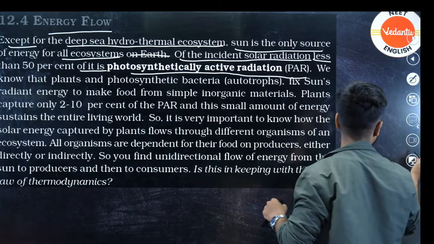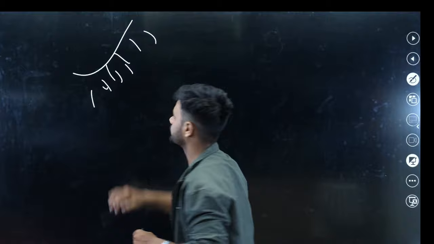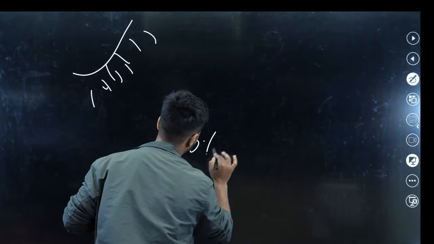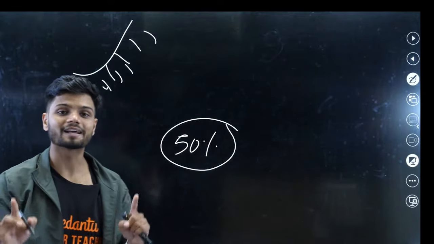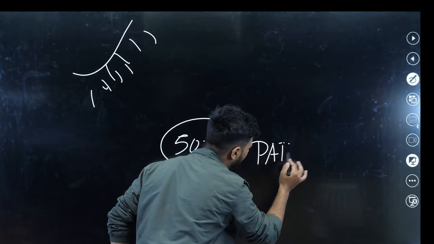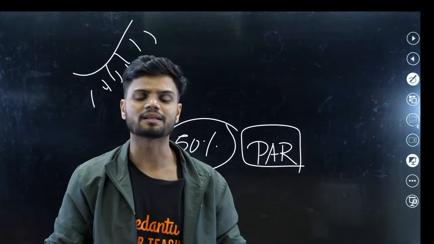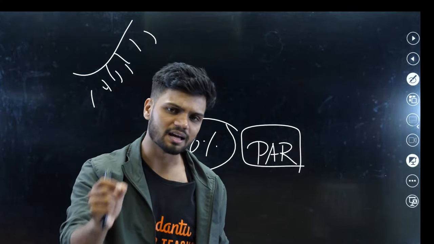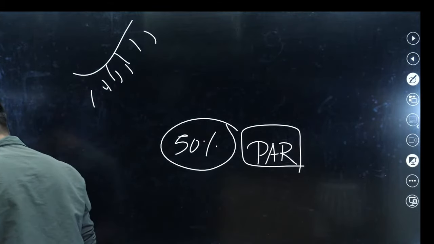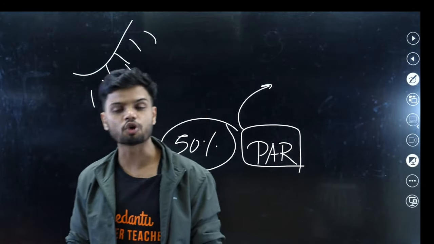So out of all the solar radiation, only 50% can be used by the plants. That radiation is called PAR, photosynthetically active radiation. Now quickly tell me in the chat, at what wavelength can plants absorb the light?